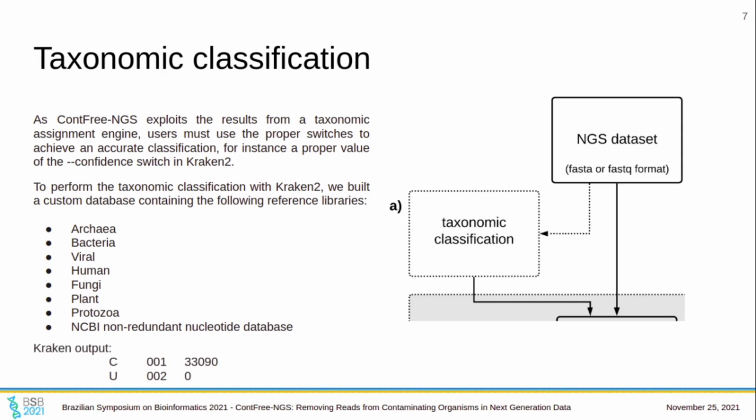And for example, this is one of the Kraken outputs. Here in the first column, we have the letter C. That means this read was classified by Kraken. In the second column, we have the read identifier. So here is read 001, and then read 002. And in the third column, we have the NCBI taxonomic identifier for this read. So this identifier means that this read is from a plant.